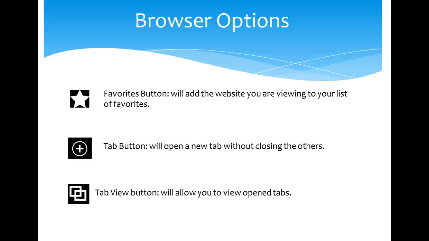And there's a few more browser options. There's your favorites button, which usually is a star, and it'll add the website you're viewing to your list of favorites. And then you have your tab button. Whenever you want to open a new tab, you touch that plus sign and it'll open another one. So you can shuffle back and forth between your tabs, and every time you go to a website you want to keep that one up, but you want to see something else. You can click on a tab and it'll open up a new one, and then you can click back and forth without losing your place.